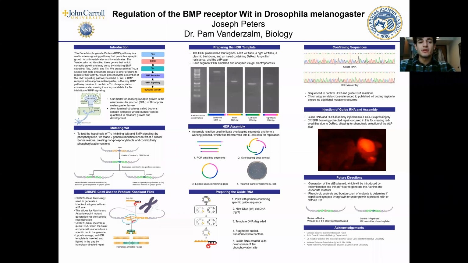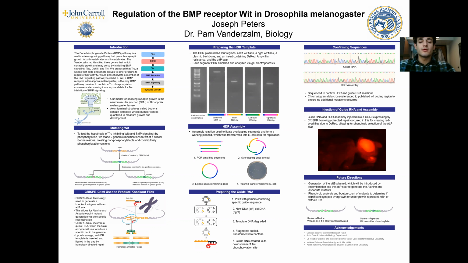Hello, my name is Joey Peters, and my project is regulation of the BMP receptor WIT in Drosophila melanogaster. So our lab studies neuronal development in fruit flies, specifically at the neuromuscular junction. This is the region where motor neurons innervate skeletal muscle cells.